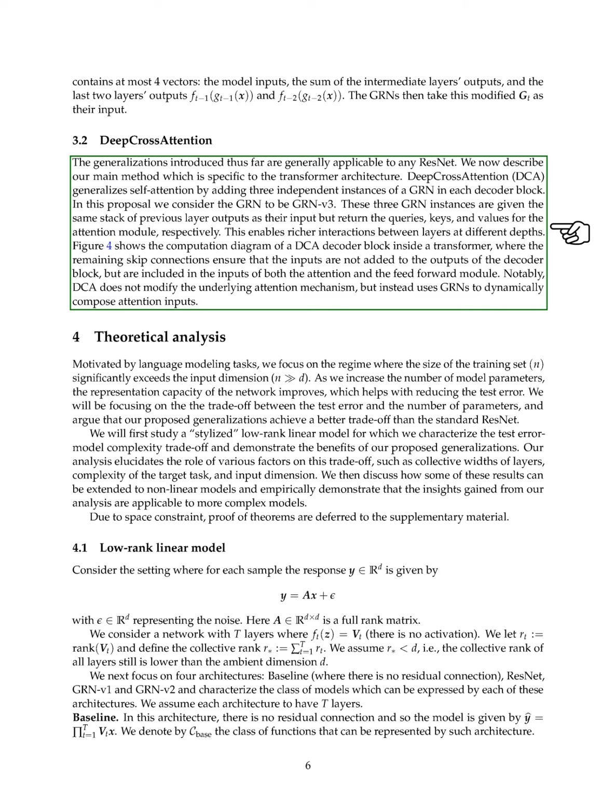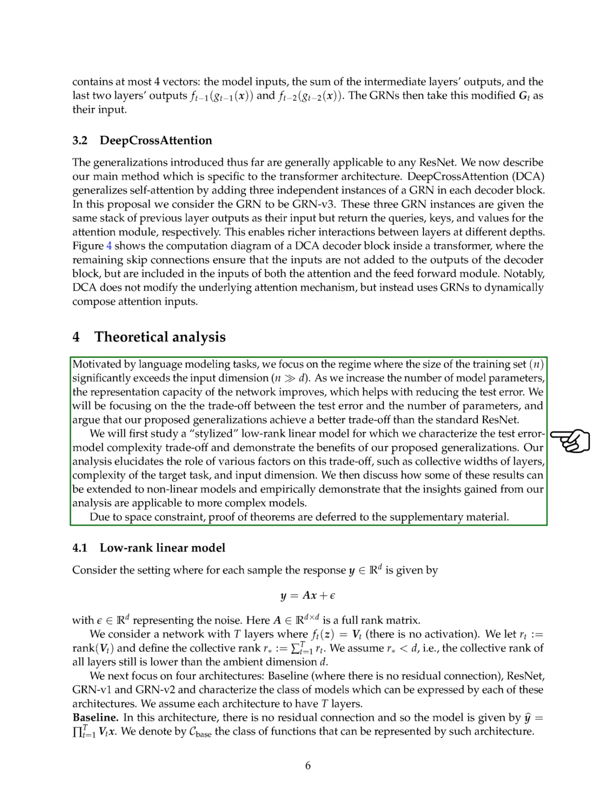Next, we focus on the theoretical analysis, particularly in the context of language modeling tasks. We examine scenarios where the training set size significantly surpasses the input dimension. As we increase the number of model parameters, the network's ability to represent information improves, which helps lower the test error. We will analyze the balance between test error and the number of parameters, arguing that our generalizations provide a better balance compared to standard ResNet.